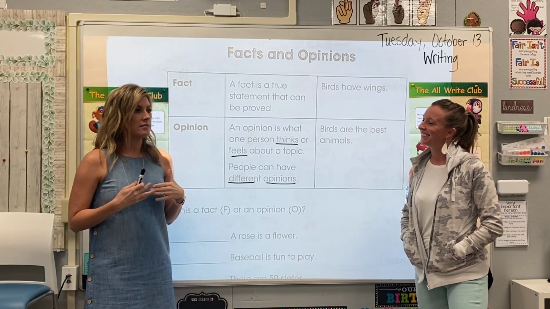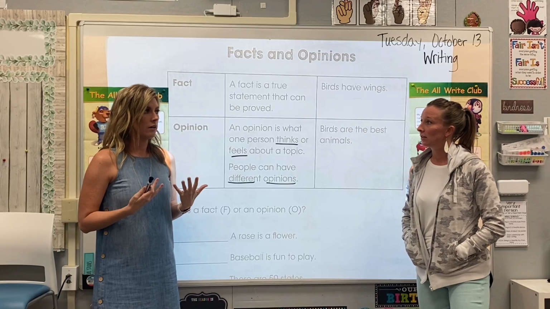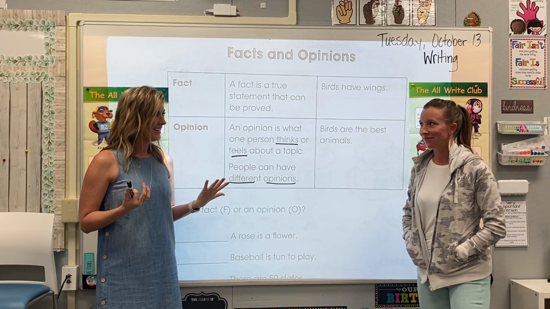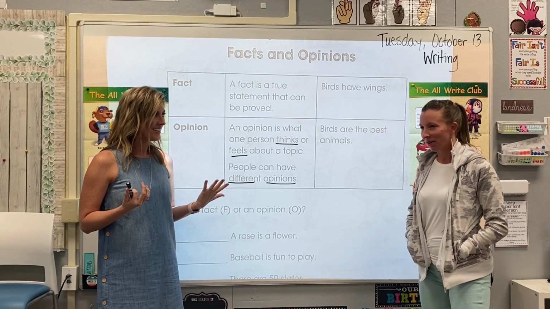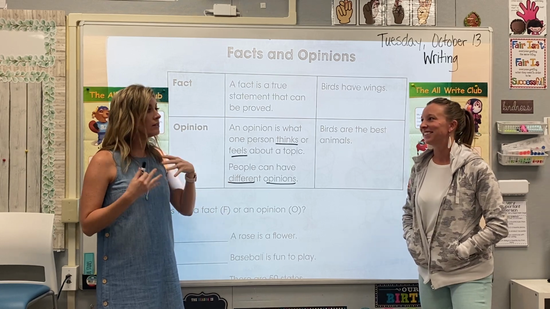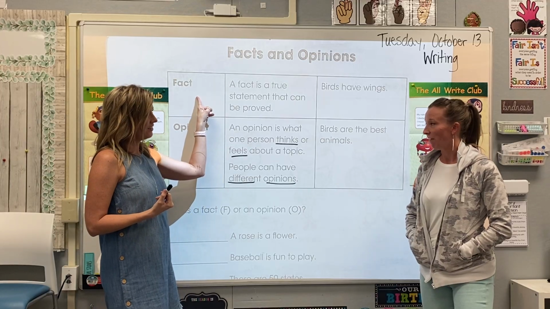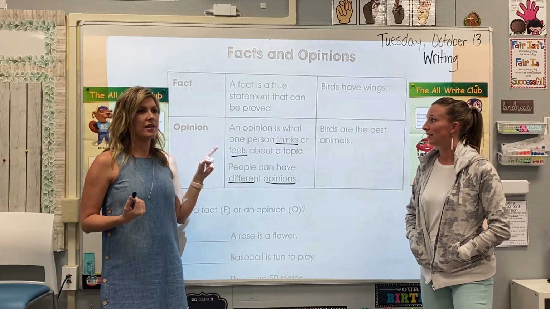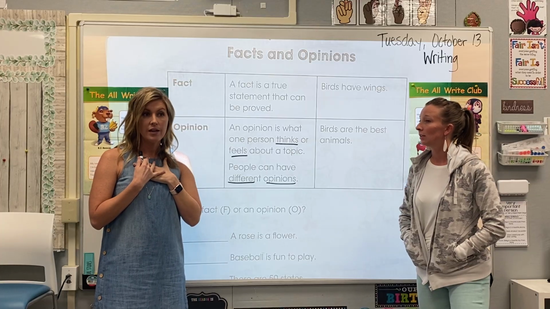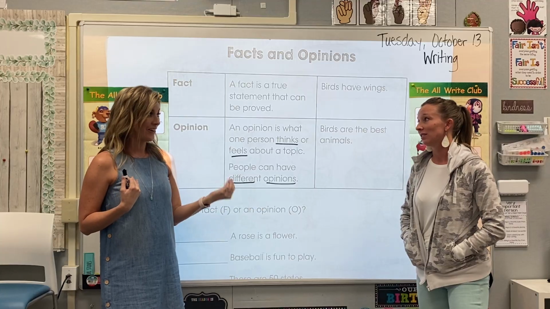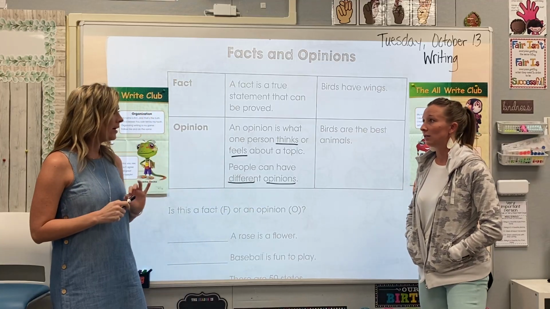But if I were to say dogs have a tongue, is that a fact or an opinion? Well, they definitely have tongues, so that would have to be a fact. Right. So if I can look at something and I can prove that it's true, what is it? It's a fact. If I say something and it's about how I feel and you might feel differently, what is that? Then it's an opinion. Okay, good.